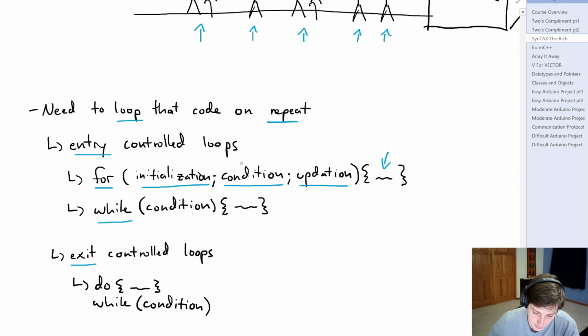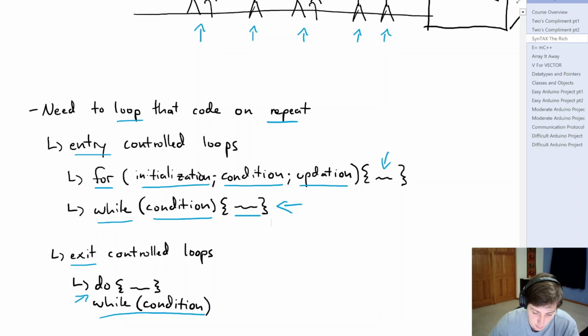Now this might be a little bit confusing, so if we consider the while loop instead, we simply have while, some condition, we follow whatever code is in the brackets. And then for our exit control loop, you might see something like a do while loop. Now in this case, to keep things simple, we're going to consider the while loop.